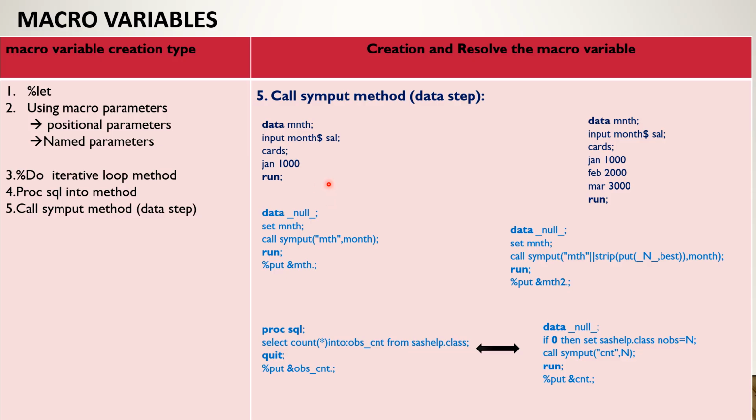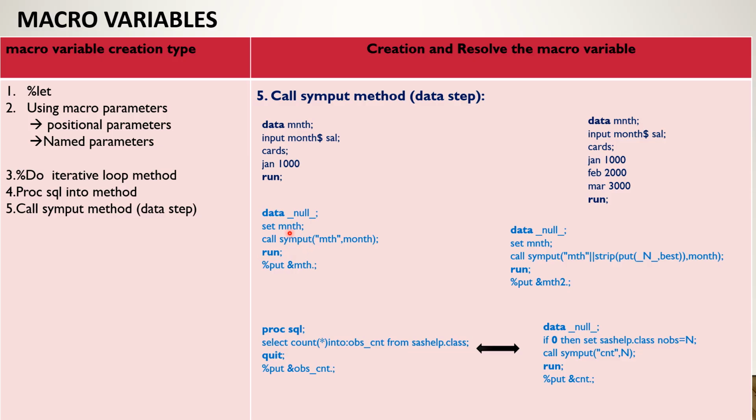So this is the data set. For this data set, we need to create the macro variable by using CALL SYMPUT. For that, what do we need to write? Here a data step only we need to write. I already mentioned, right? The CALL SYMPUT method uses a data step. So here in a data step only we are creating the macro variable by using CALL SYMPUT.